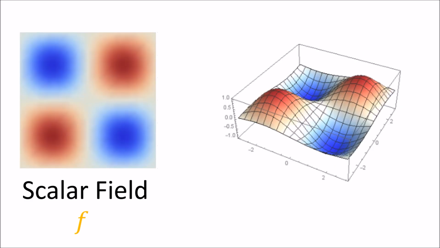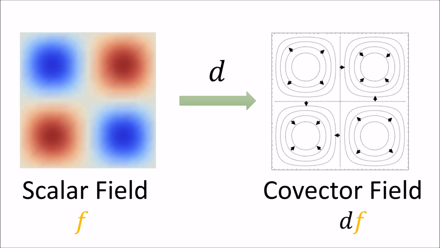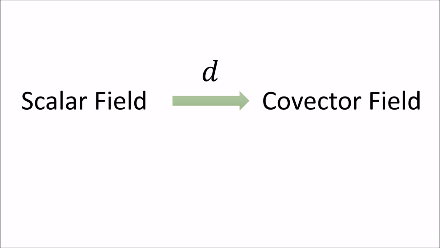So here's another example of a scalar field, and if we trace out the level sets, we'll get this covector field here. So these red portions would be the more positive regions of the function, so these stacks would be oriented inward toward the top. And these blue portions are the more negative regions of the function, so the orientations of the stack would point outward away from the bottom. So this new interpretation of the d operator turns a scalar field into a covector field.